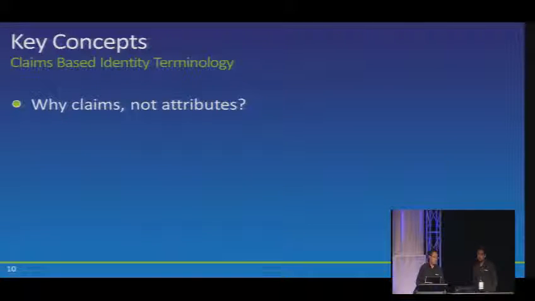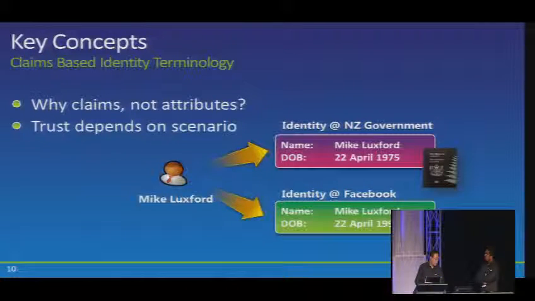So why do we say claims, not attributes? Well, you may receive claims or attributes from different systems or different authorities. It is entirely possible that Mike has a record with the New Zealand government and also an account on Facebook. He said he is 35 years old to the New Zealand government, which is his true age. And he could register himself on Facebook saying he's 18 years old, born in 1992. So in order to decide which one is right, the relying party has to decide, based on the context, which claims it is going to trust. So this is really a scenario-driven determination.